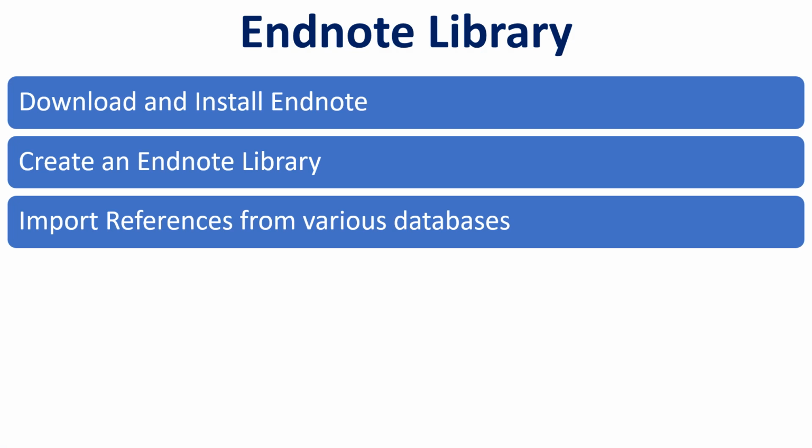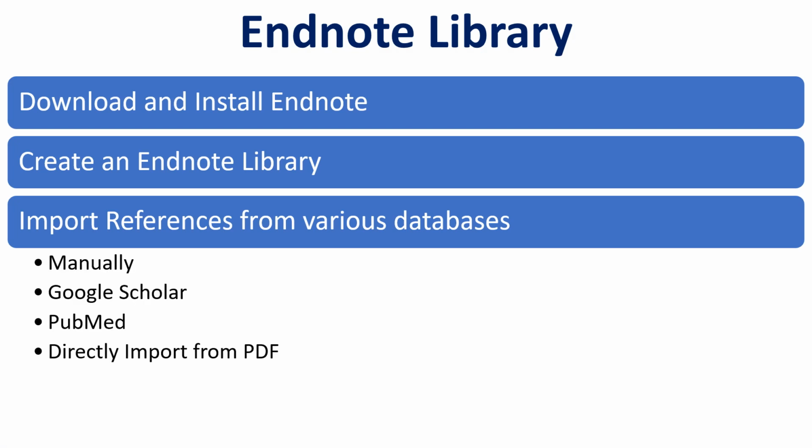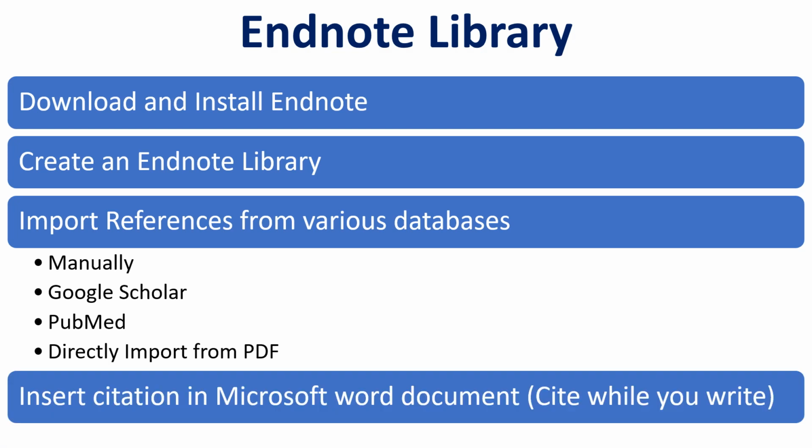Once you have created your library, then you need to import references from the various databases. Like manually you can insert, manually you can create your references. You can import from different resources, like you can get it from Google Scholar, you can get it from PubMed. Directly you can import from the PDF papers. And once you have a library with the references, then you can insert citations in your Microsoft Word document or paper, projects, wherever you want. That we are going to call cite while you write. So first time we are going to talk about how you are going to create an EndNote library.